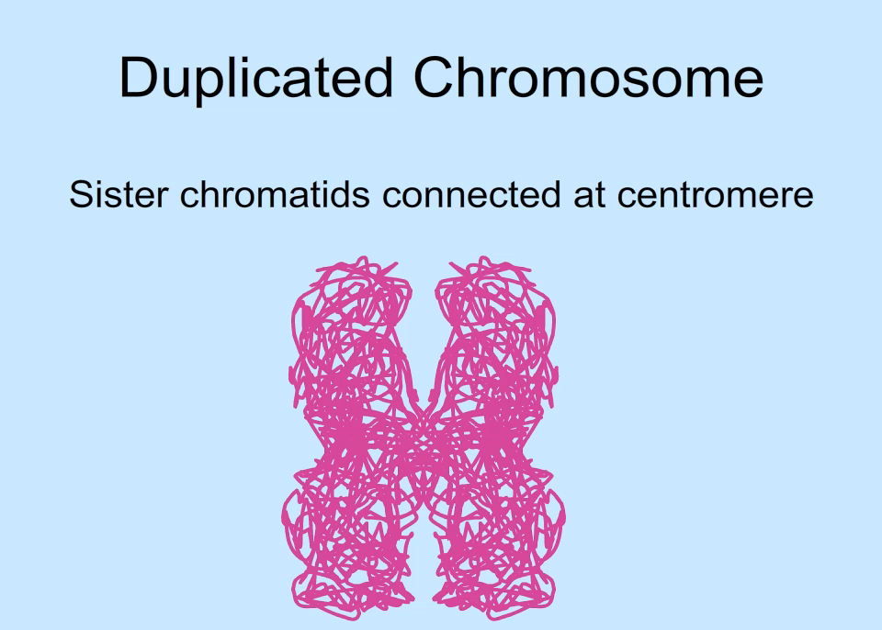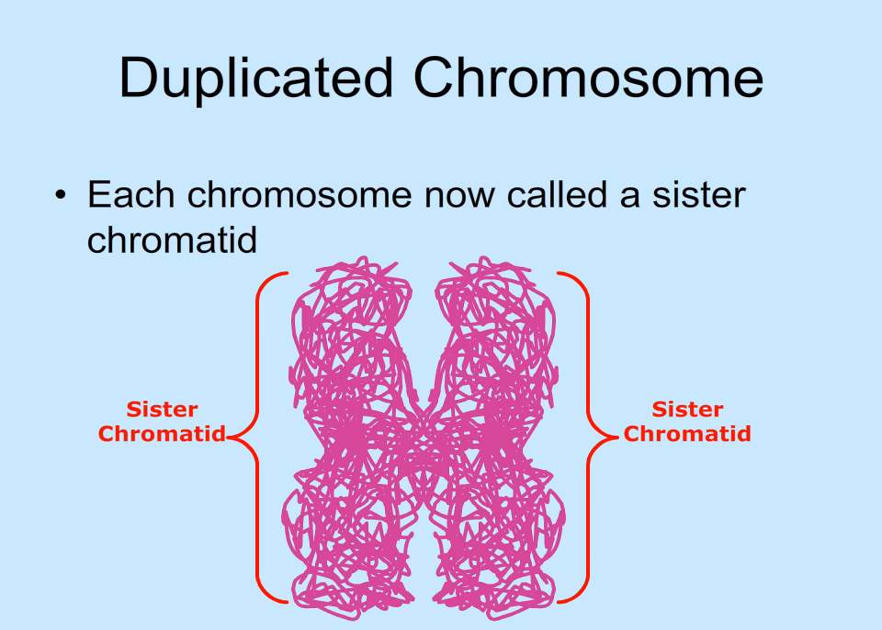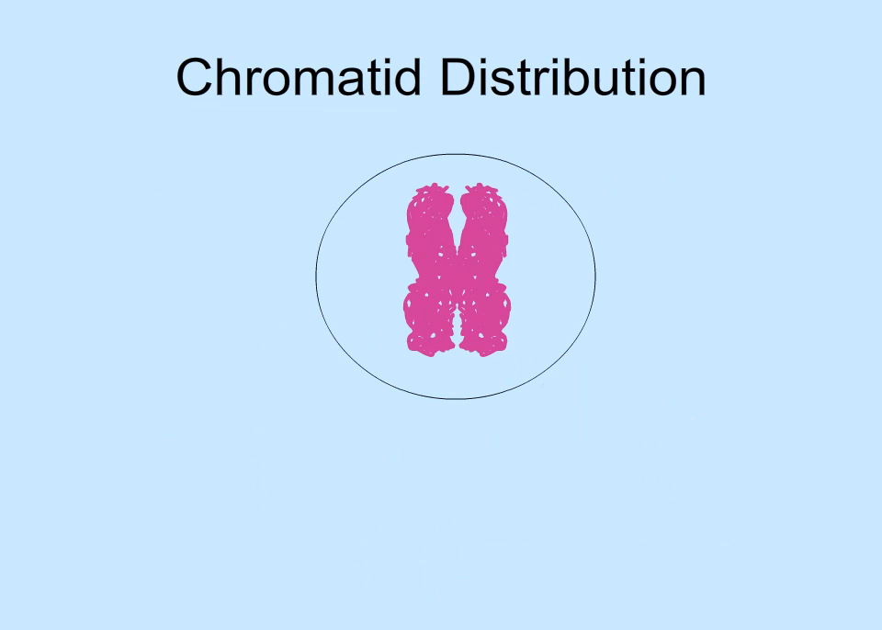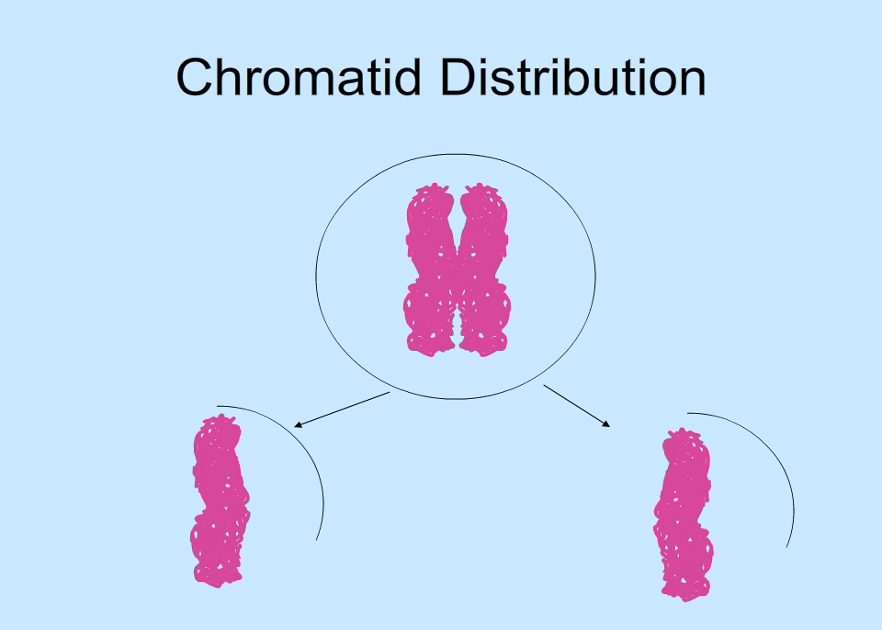The two copies are joined together at the centromere, and each copy is now called a chromatid. Both copies are called sister chromatids as they have the same DNA sequences. Two chromatids that are not exact copies of the same chromosome are called non-sister chromatids. During mitosis, the chromatids are distributed into the nuclei of the two new daughter cells.